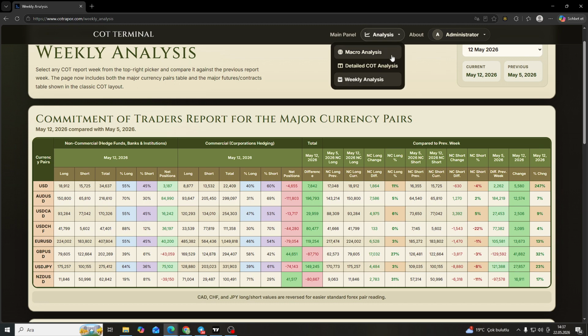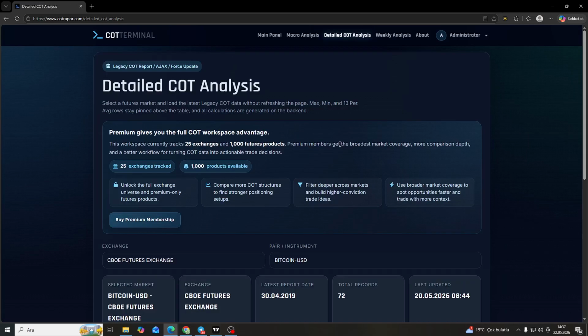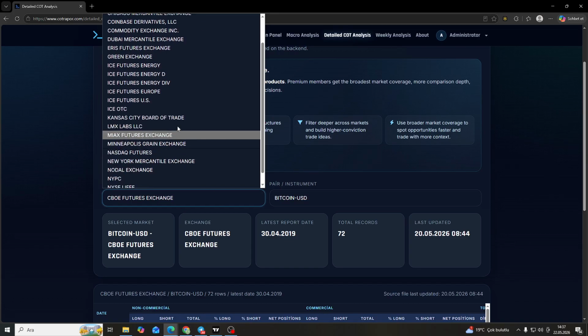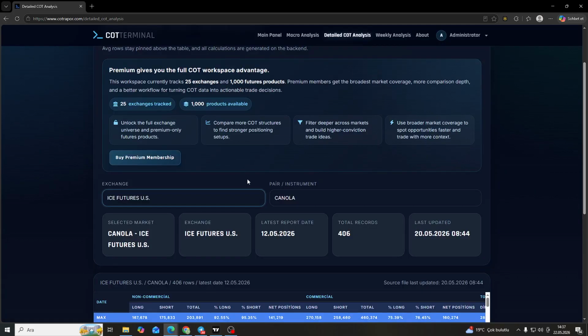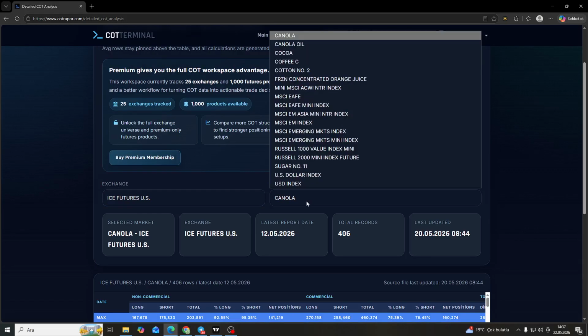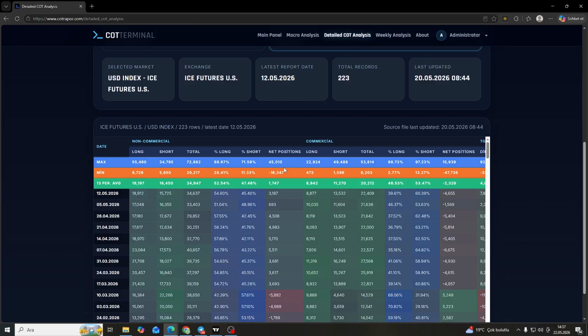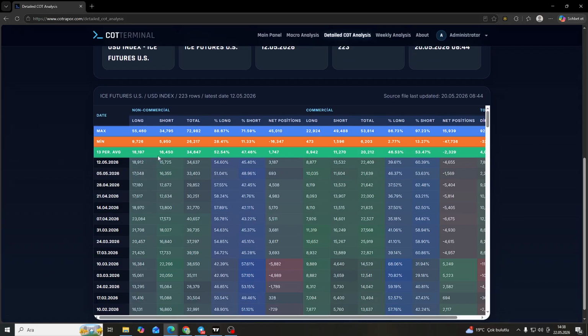So let's go to the detailed COT analysis page and analyze how we can say that. I will choose ICE Futures US, and I will click USD index. Now if you look at the latest data, like the last month, 4 weeks, you can clearly see they are accumulating shorts. How can I say that?